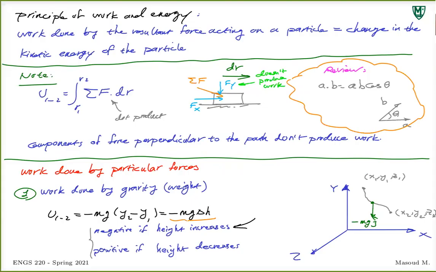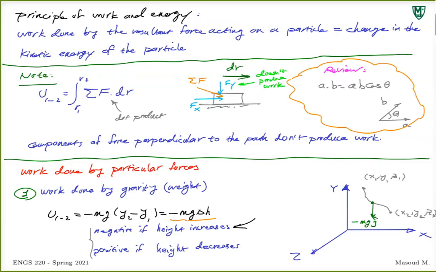Positive and negative signs can be a little tricky. In this case, remember, it is negative if the height increases. When you do your calculation, just look at the result and make sure that the final result is negative if the height increases and positive if the height decreases.